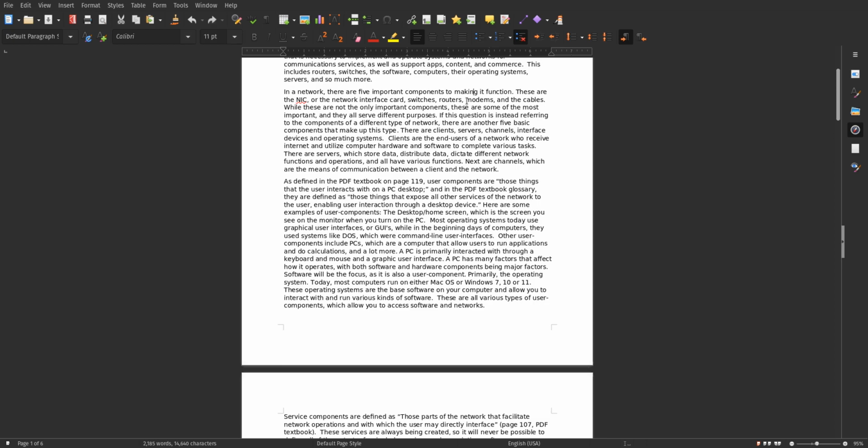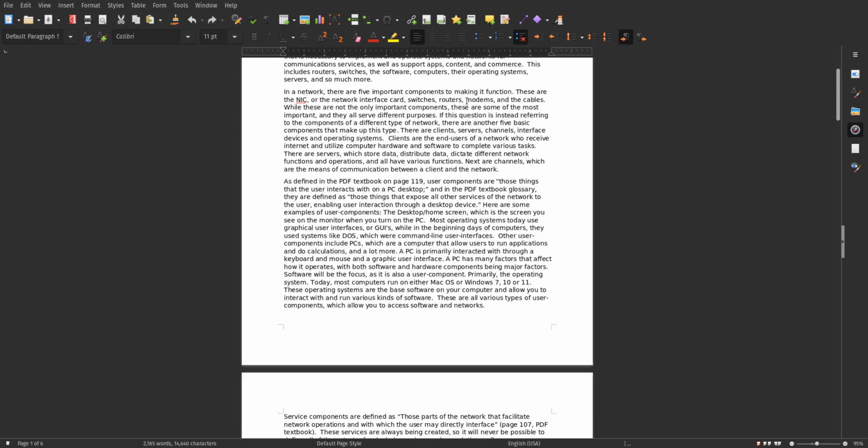Now, for the other type of network, there are 5 basic components to make up that type. These are clients, servers, channels, interface devices, and operating systems. This is the more ICT-related answer. Clients are the end users of a network who receive internet and utilize computer hardware and software to complete various tasks. There are servers which store data, distribute data, and dictate different network data functions and operations, and all have various functions. Next are channels, which are the means of communication between a client and the network.